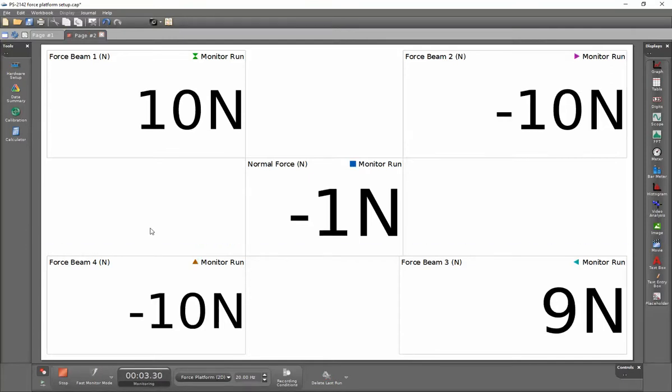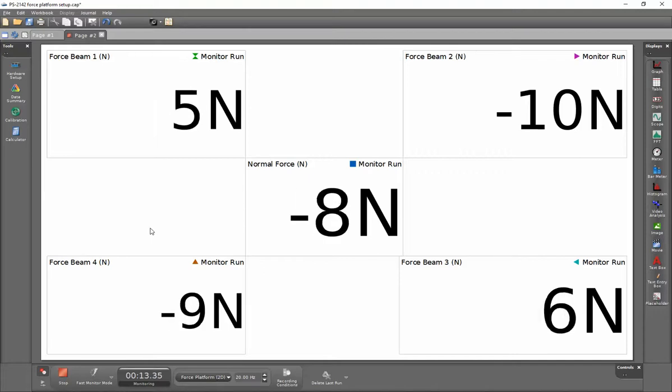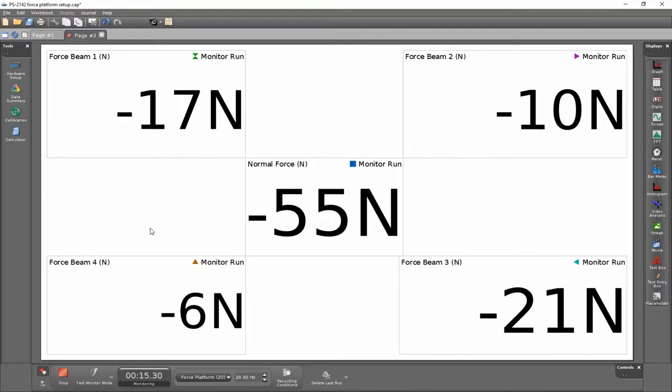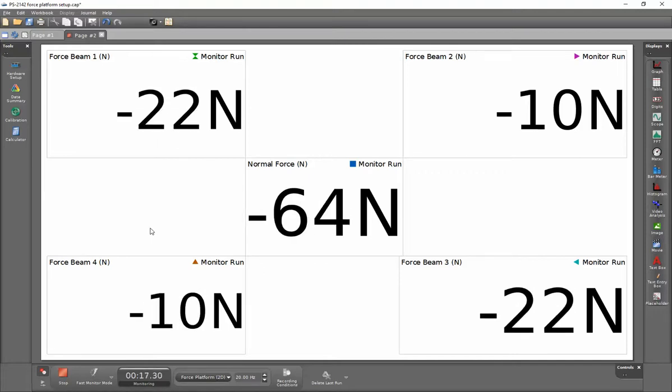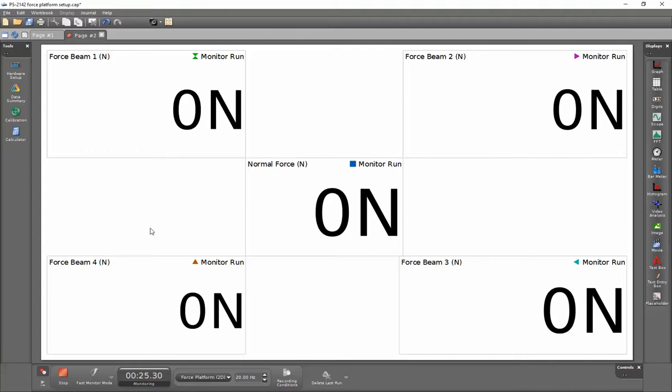So right now the force platform is sitting on the surface I will be testing on. To help with the leveling process, I'm actually going to lift up the force platform from underneath and have it be approximately level. And then I'm going to press the tare button when it is suspended in the air. The reason I'm doing that is to unload each of the load cells within the force platform.